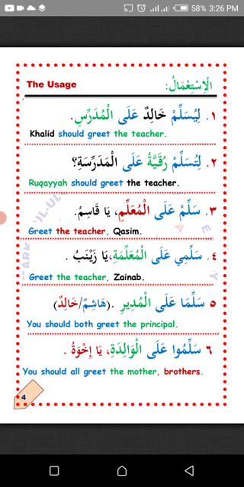Remember, walidun means father and walidatun, mother. This is my father. This is my mother. This is my father and this is my mother. La'alaka fahimt? I hope you understand. MashaAllah.